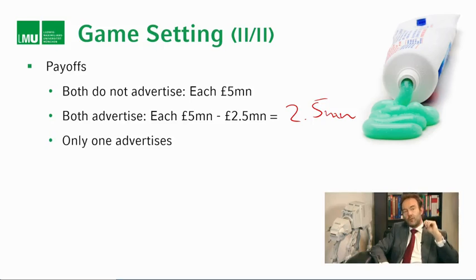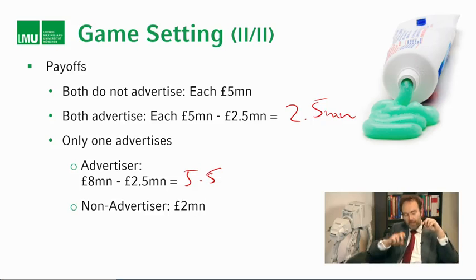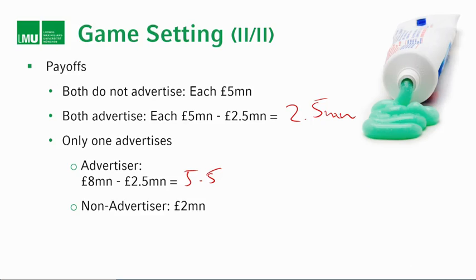If only one firm advertises, then that firm is going to make 80% of the market, that's £8 million, minus £2.5 million because they spend money on their advertising campaign. So that's going to be 5.5 million. And vice versa, the firm that doesn't advertise is left with 20% of the market. That amounts to £2 million. So with these pieces of information, we know what the players are, the strategies or the actions, we know what the rules of the game are, and we know what the payoffs are.